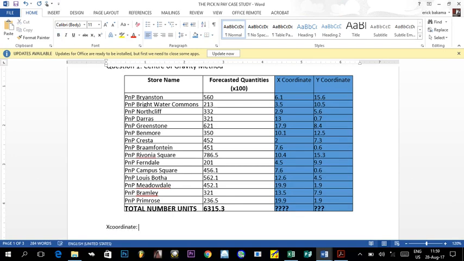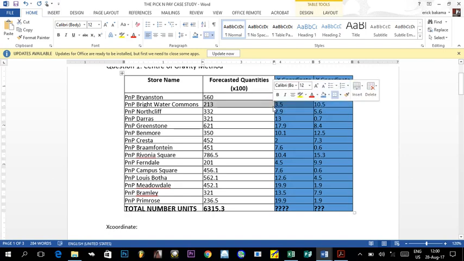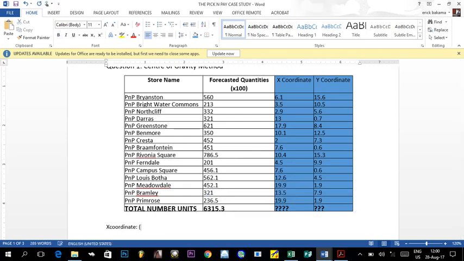Now for us to find the x coordinate, the formula is simple. First of all, we take the x coordinate of the first store and multiply it by the demand of that store, plus the coordinate of the second store multiplied by the demand of the second store, and so on. All the values that we get, we need to divide by the total demand of 6,315. So, working for Pick and Pay Bryanston, the first coordinate is 6.1, which we multiply by 560, the demand of that store, plus we do the same for 3.5 times 213.